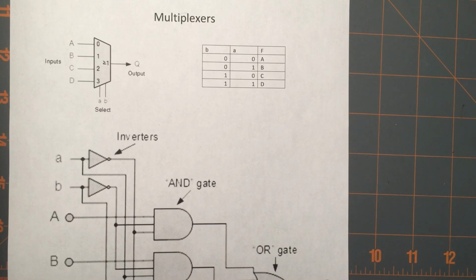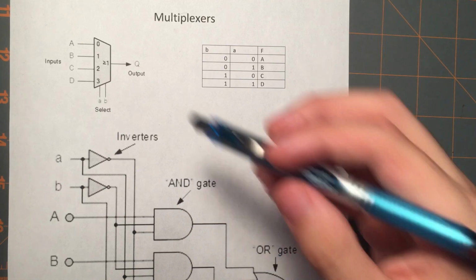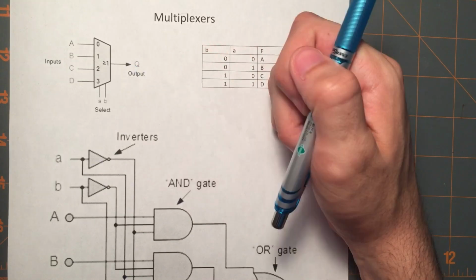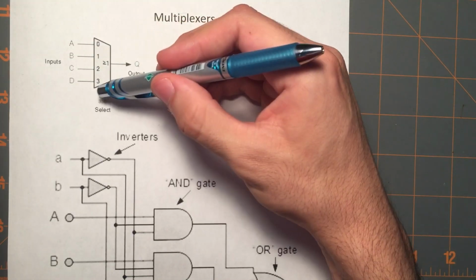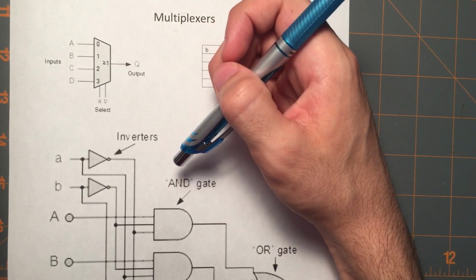Hi, today I'm going to give a basic tutorial concerning the use and operation of multiplexers and demultiplexers. Multiplexers are a component that allows one to choose which input is passed through to the output. The symbol for multiplexer is shown here. As you can see, it has multiple inputs and only one output.